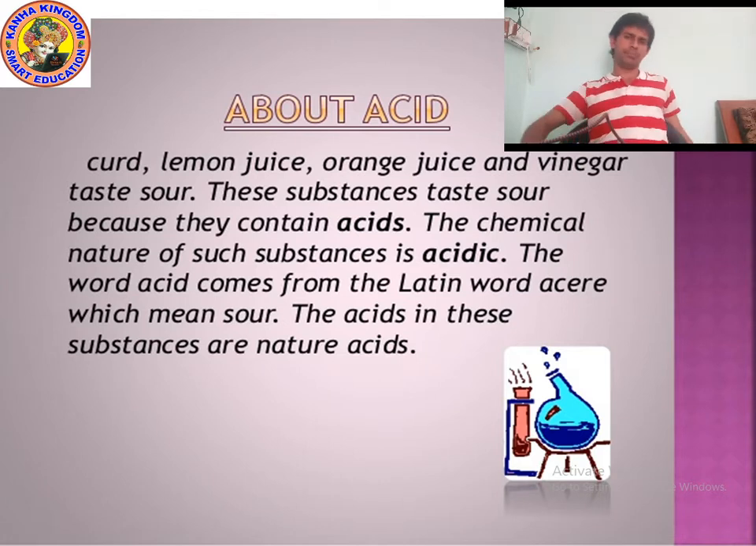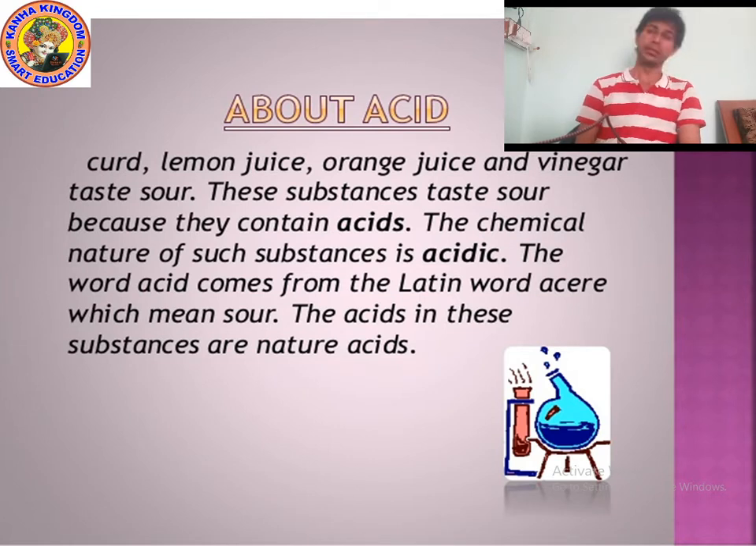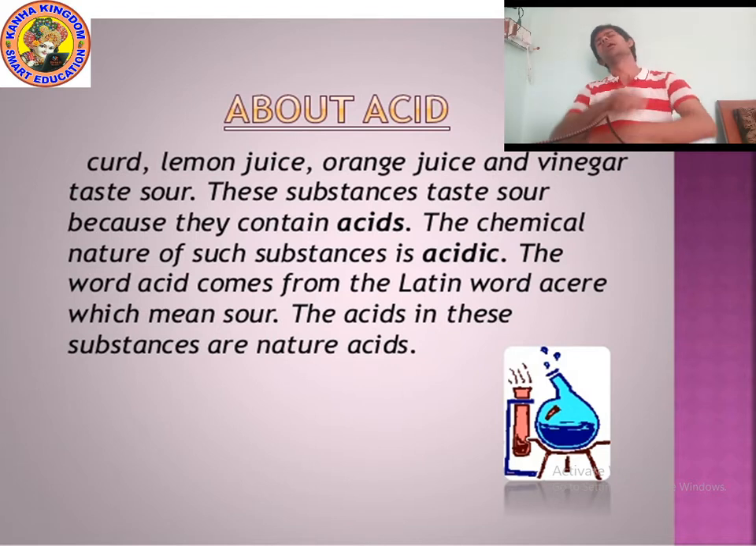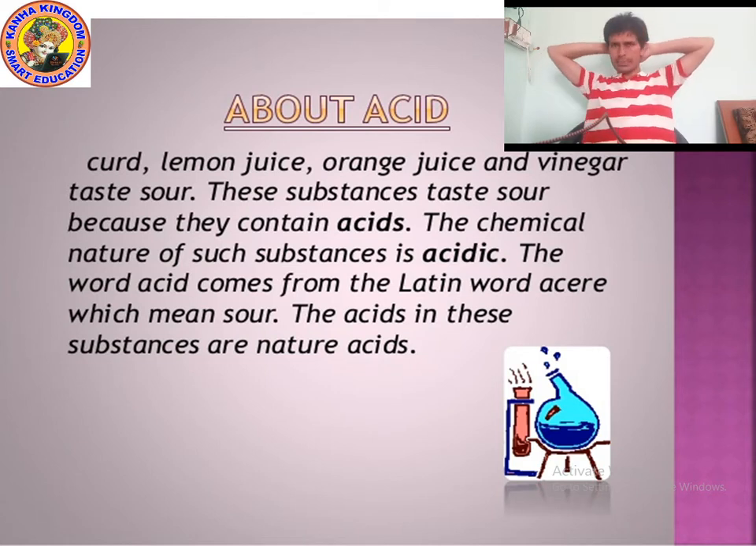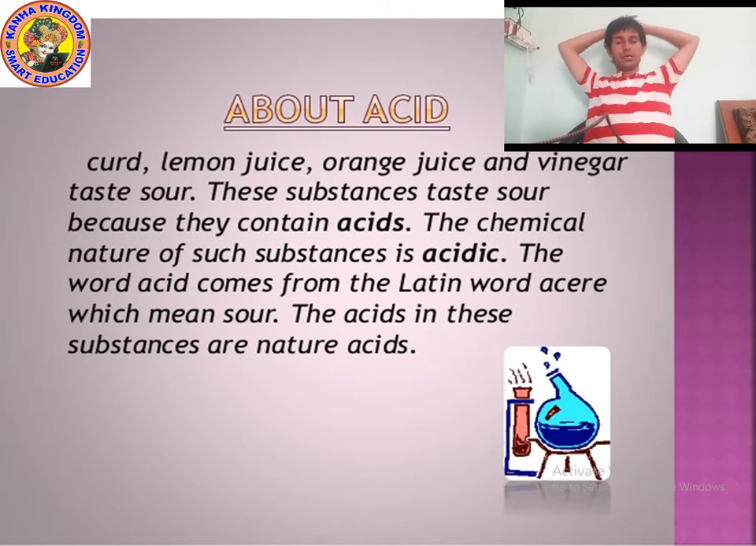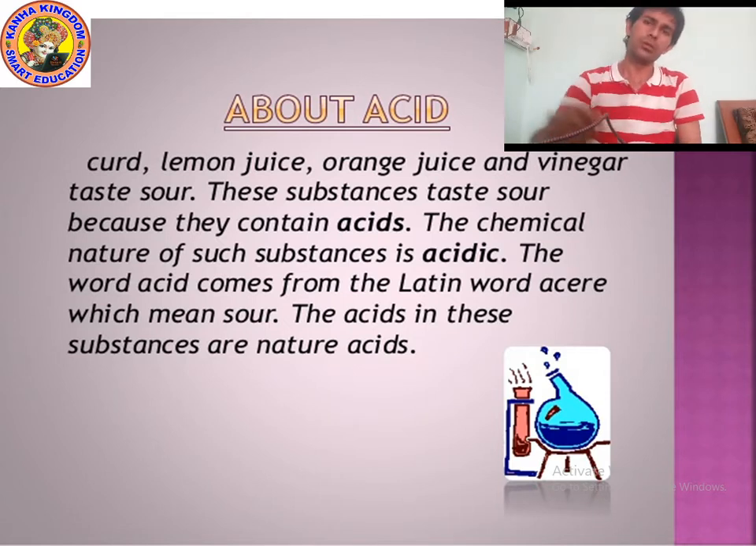Okay, kids, I hope that you understood. There are many acids. Yes, there are different types of acid. Tartaric acid, oxalic acid, lactic acid, formic acid, hydrochloric acid. There are many acids. So now let's see the example of some acids and some substances. Which substance contains which acid? Let's see the example now. Let's see the next point.